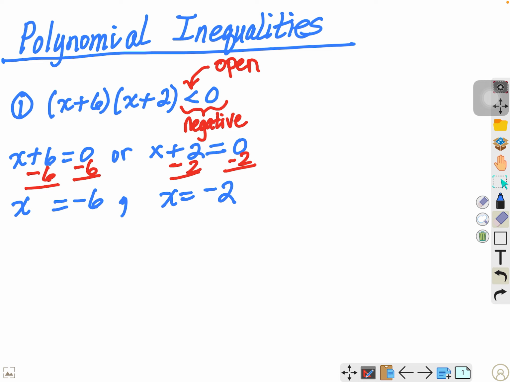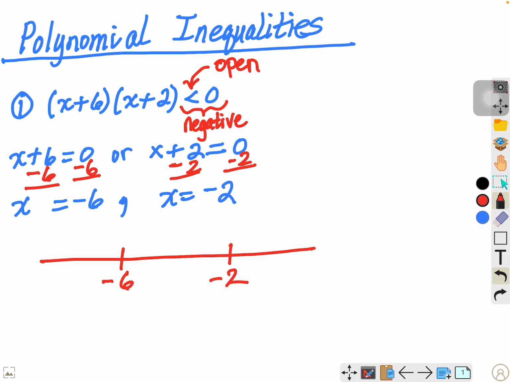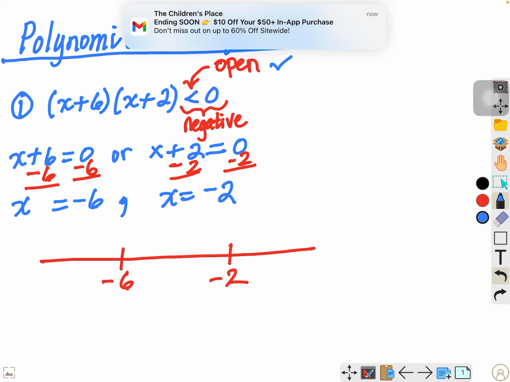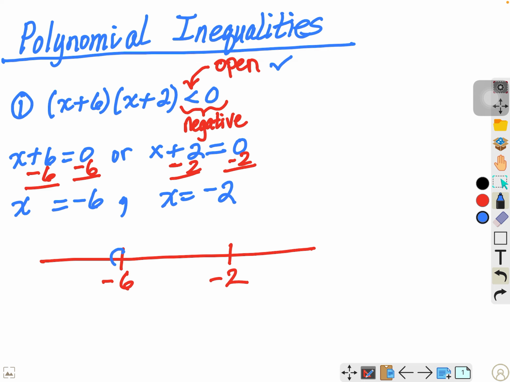Now, we are going to graph these critical values on a number line. And we have to make sure they're in ascending order. So negative 6 and negative 2. Those two critical values create 3 sections on the number line. And so now, because we know that the endpoints will be open, we're going to put open endpoints on the critical values.